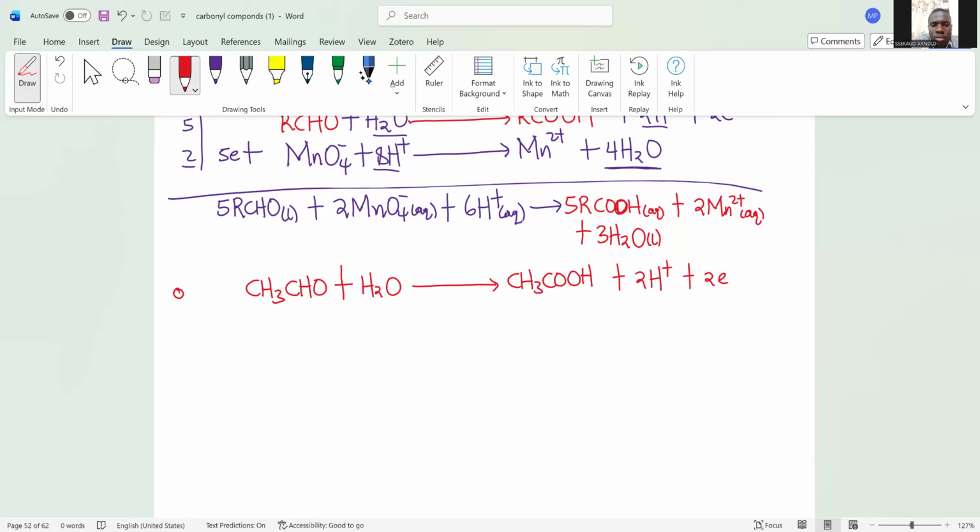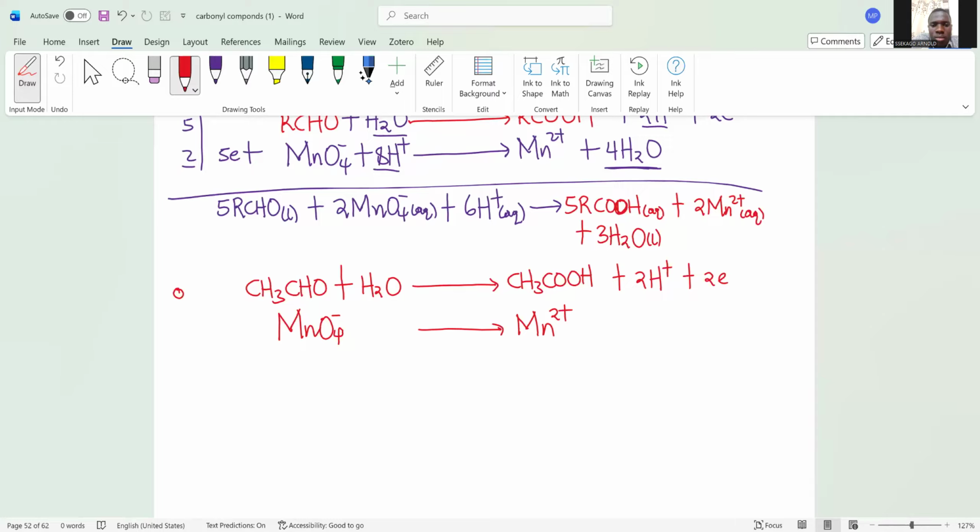Then for potassium permanganate, MnO4 negative, this is taken to, it is reduced by the aldehyde to manganese 2 ions. Manganese atoms are balancing. On the left-hand side, I have one manganese. On the right-hand side, I have one manganese.